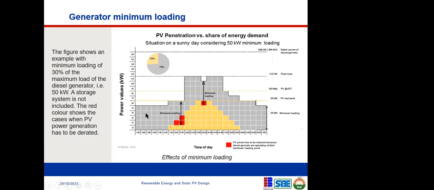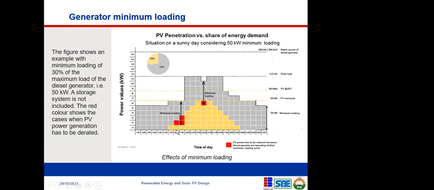So at this point, this is 10, 20, 30, 40, 50. So you're running at 50 kilowatts. Until 7 o'clock, you start running at 60 kilowatts. And the solar system is producing 10 kilowatts. So your generator is operating at its minimum loading capacity, which is 50. This is 1, 2, 3, 4, 5.